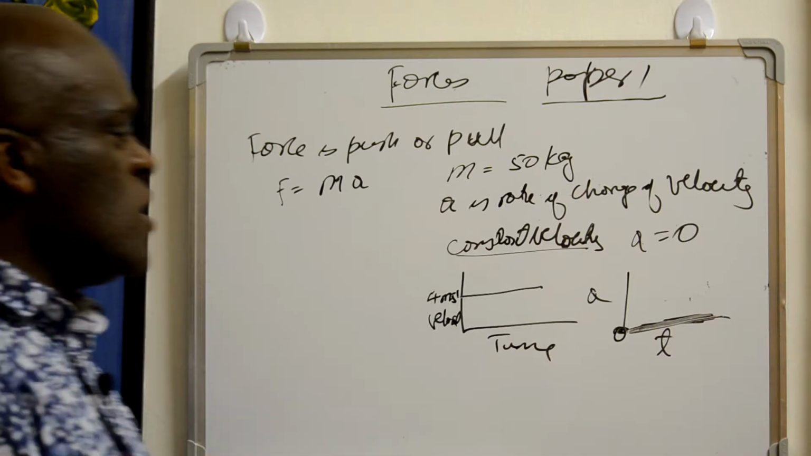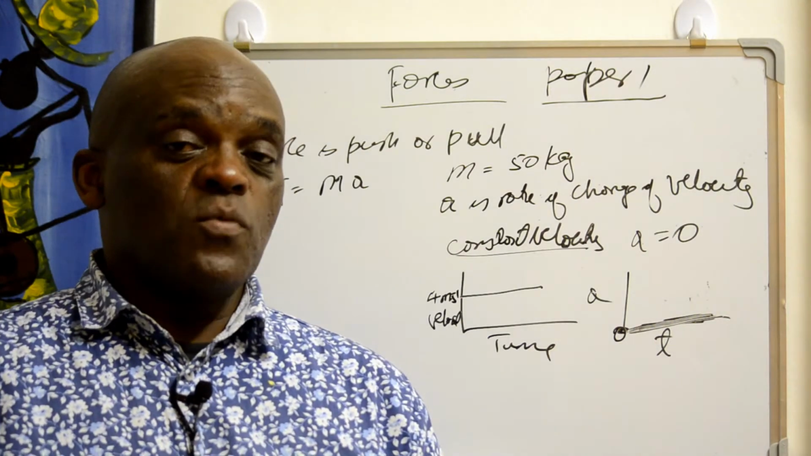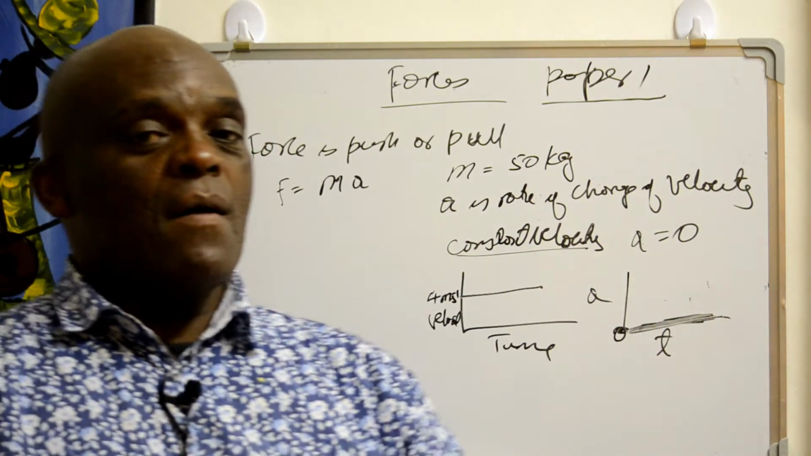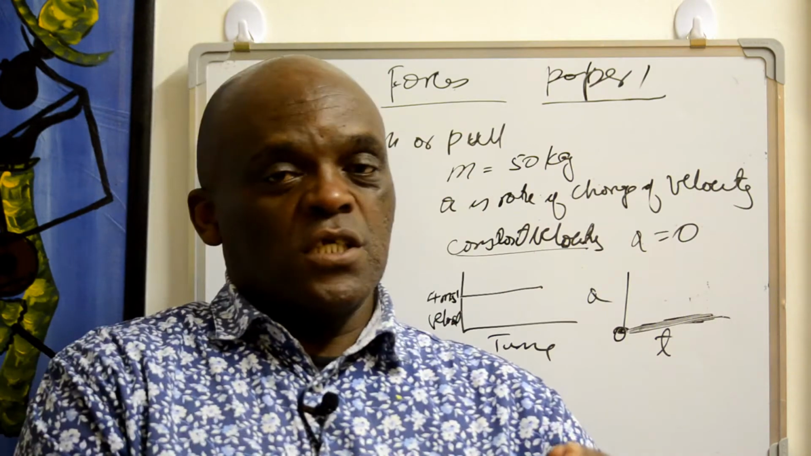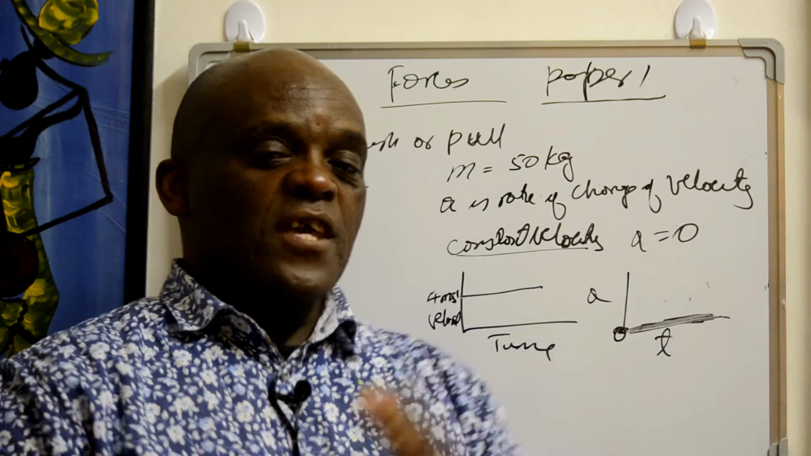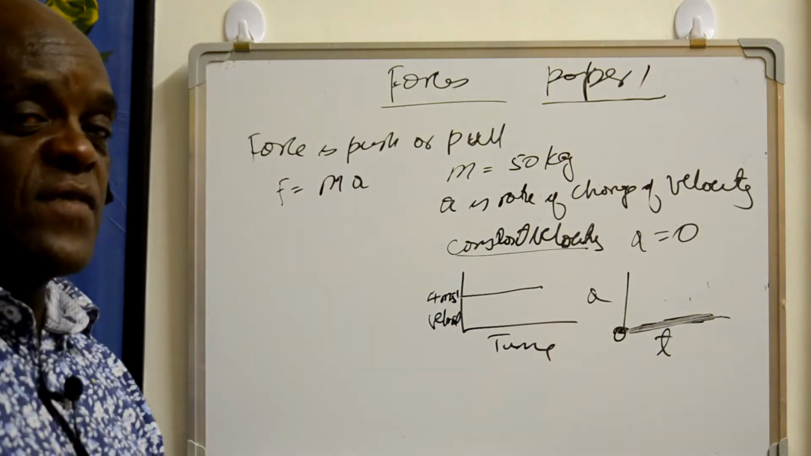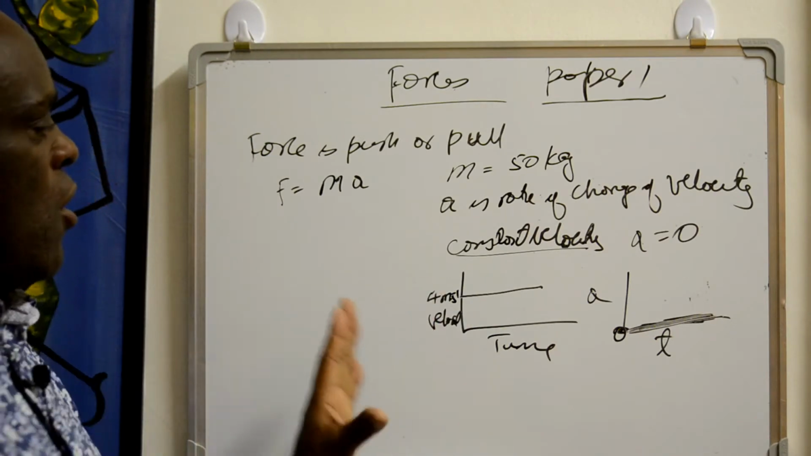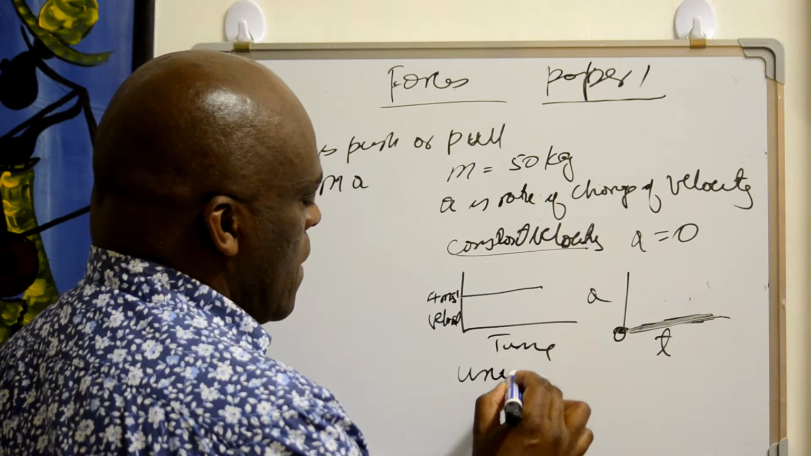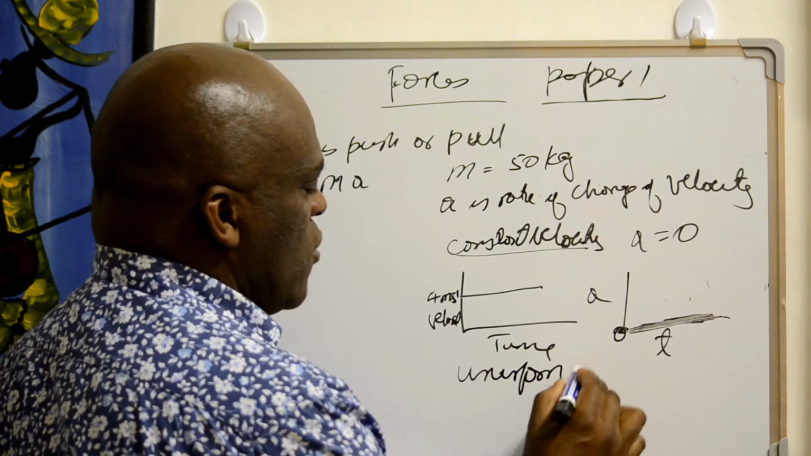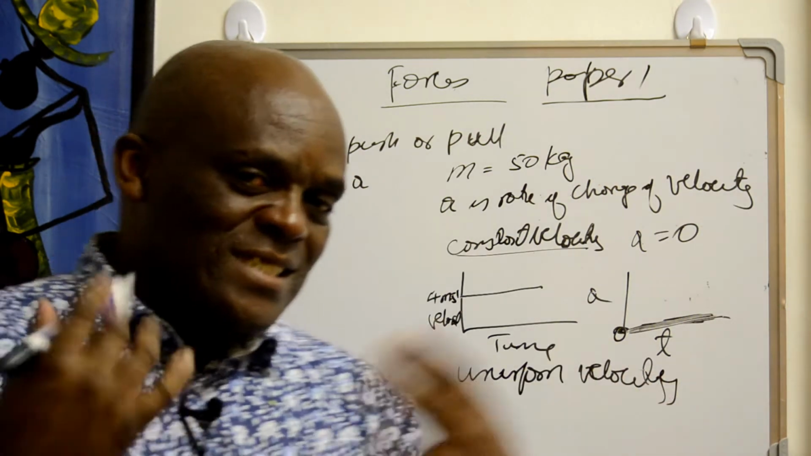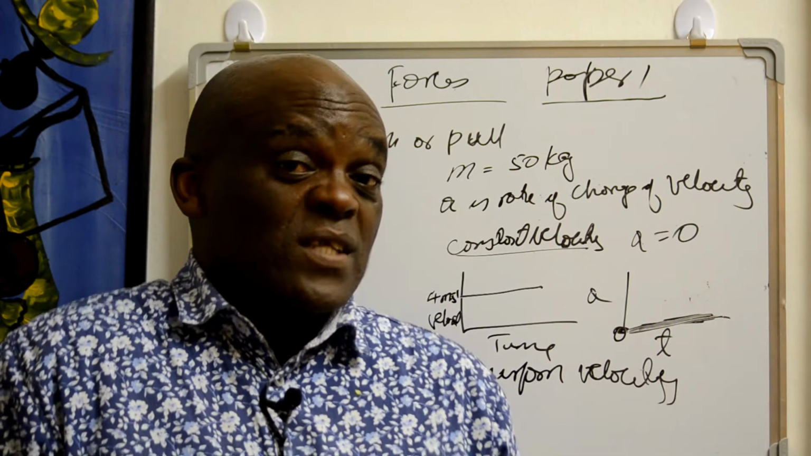But when a motion is moving at a uniform velocity, it means your velocity is changing by the same amount. Suppose your car moved from 20 to 40 to 60 to 80 to 100 to 120, and on the side of time, 1, 2, 3. What do we mean by uniform velocity? It means your velocity is changing by the same amount. That's what it means by uniform velocity.